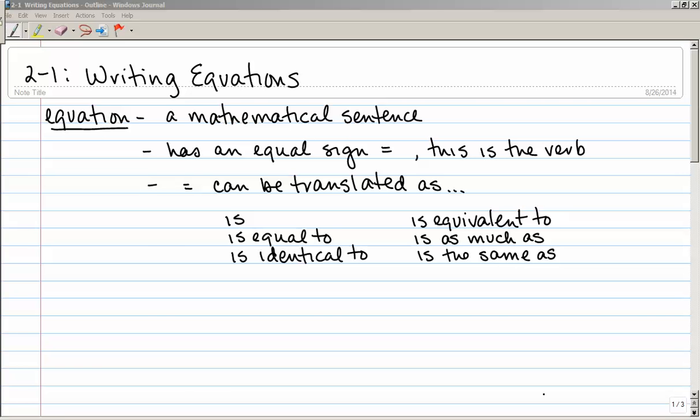Section 2.1 is on writing equations. An equation is basically a mathematical sentence. It always has an equal sign, and this equal sign is the verb in the sentence. And the equal sign can be translated in any of the following ways: is equal to, is identical to, is equivalent to, is as much as, and is the same as.